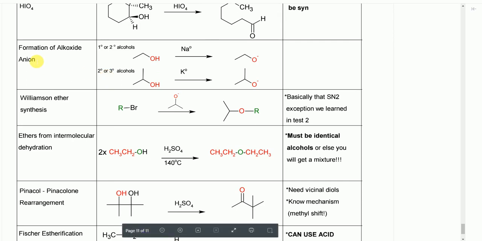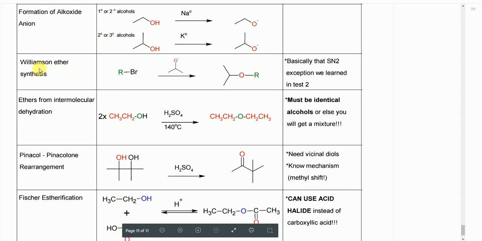And from here, it's pretty simple. So, formation of alkoxide anion. If you have alcohols, right, primary, secondary, you can use solid Na to fully deprotonate all of these. So without introducing a base, solid Na will deprotonate all these alcohols and make them into O minuses. So Na solid, or for secondary and tertiary, you use K solid.